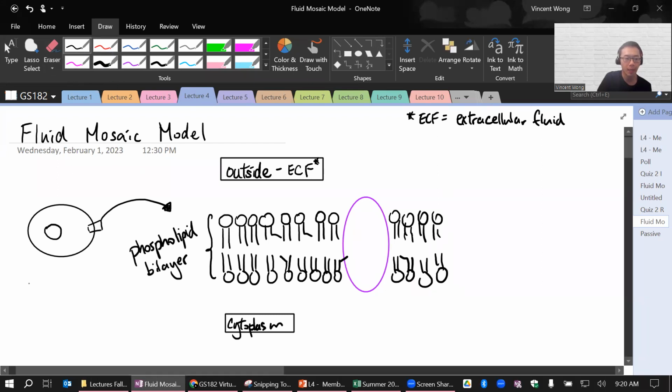Now, I want to remind you, this is the hydrophilic head. It's water loving. That's why it's facing the outside and the inside, mostly water. And then these are the hydrophobic tails.